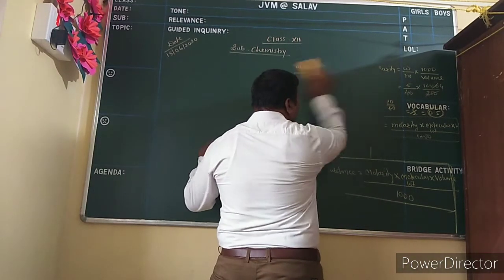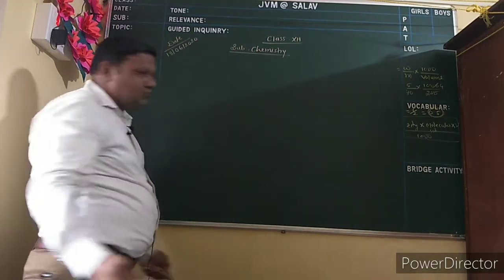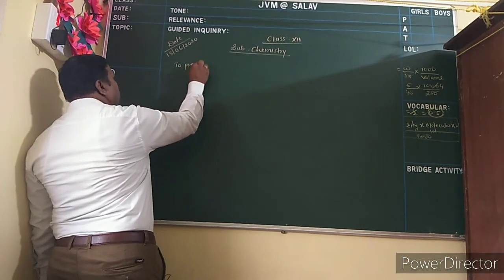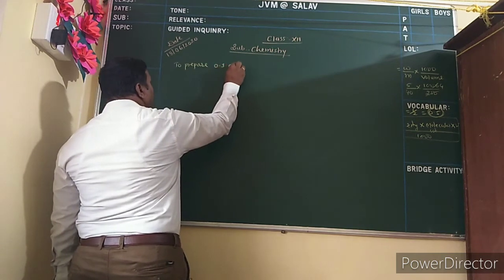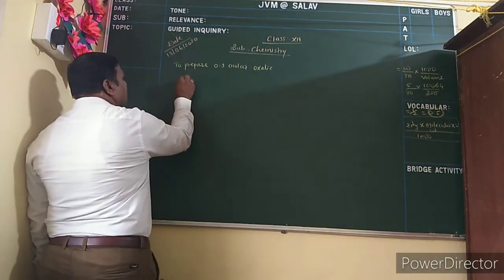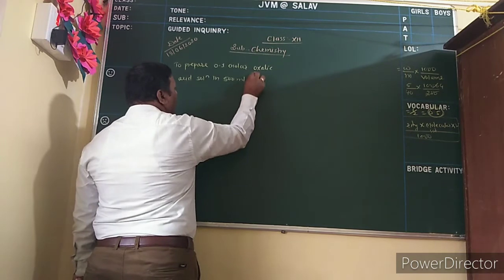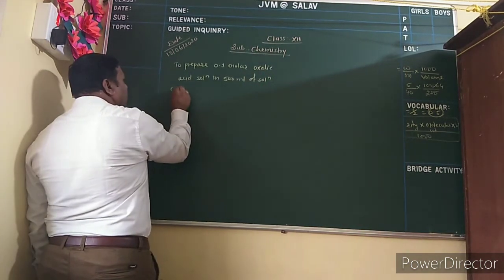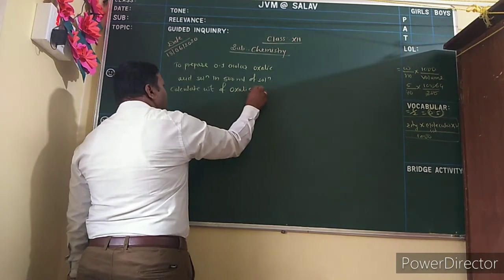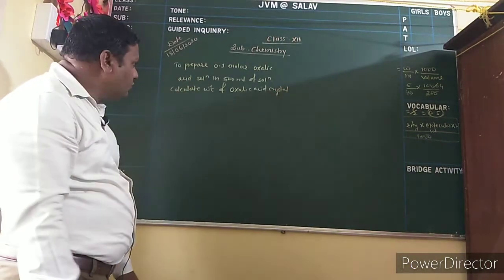Next, to prepare 0.1 molar oxalic acid solution in 500 ml of solution, calculate the weight of oxalic acid crystals. Okay, oxalic acid crystals. Any doubt?